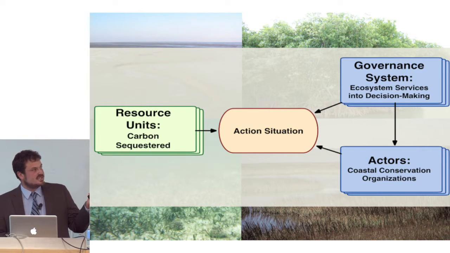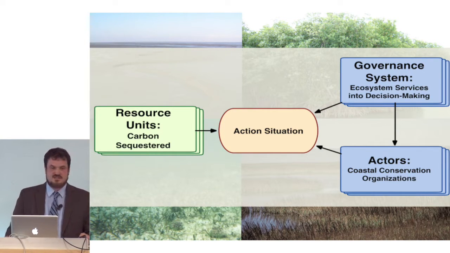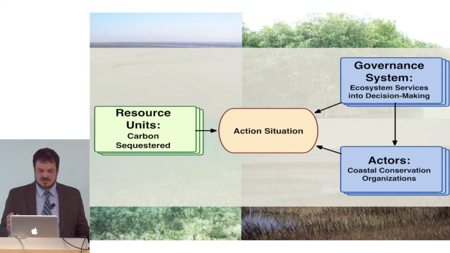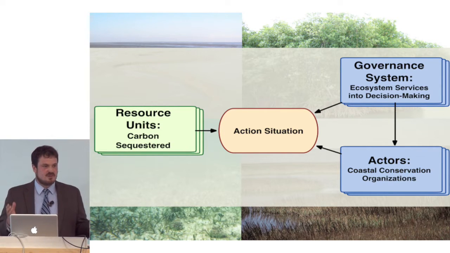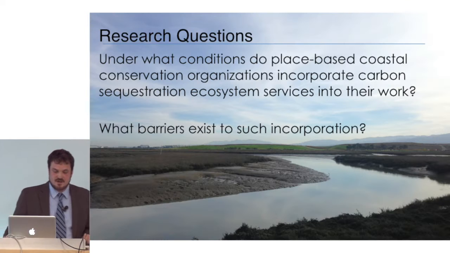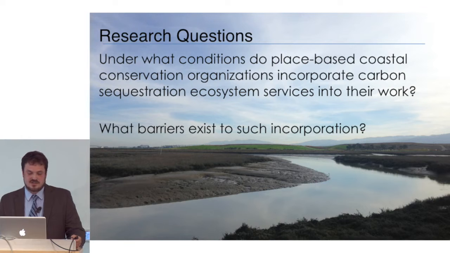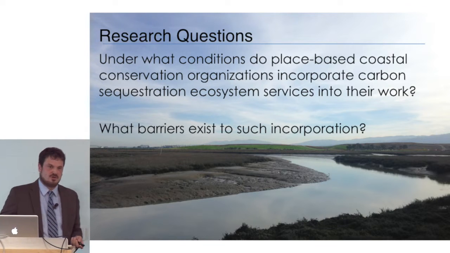And this is all taking place, again, going back to what I said earlier, in the context of the use of ecosystem services in decision-making. So basically, my question here is, on the ground, how are the organizations that are actually making decisions about managing coastal ecosystems using or incorporating the ecosystem services framework, or talking about blue carbon, if at all? So my research questions are, under what conditions do place-based coastal conservation organizations incorporate carbon sequestration ecosystem services into their work, and what barriers exist to such incorporation?